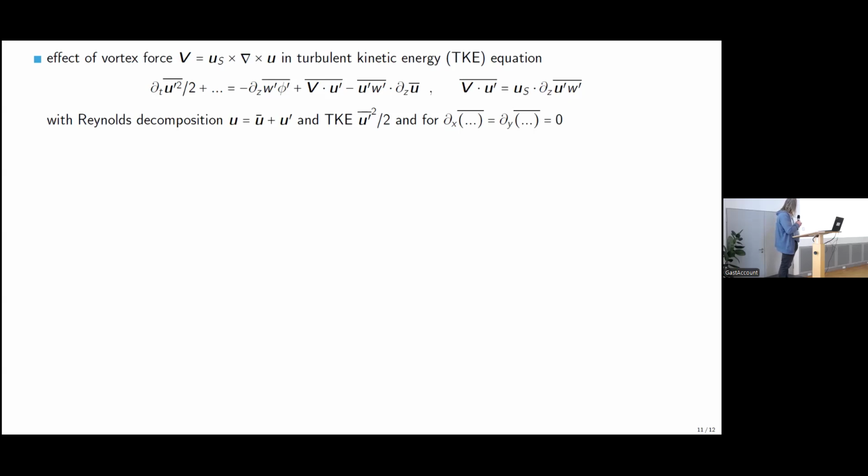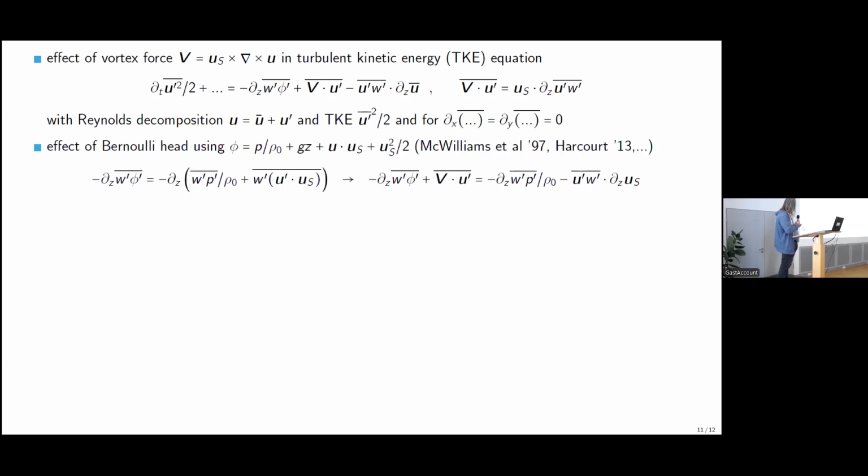But we also have these two terms. That's the correlation with the pressure, and that's the correlation with the vortex force. We can try the two different versions of the Bernoulli term. This is the version used by Williams in a later paper, and also by Harcourt, which many of these Langmuir parameterizations are based on. They use this term, and there's a correlation with this term, which we don't have in the other one. And that gives you this correlation here.